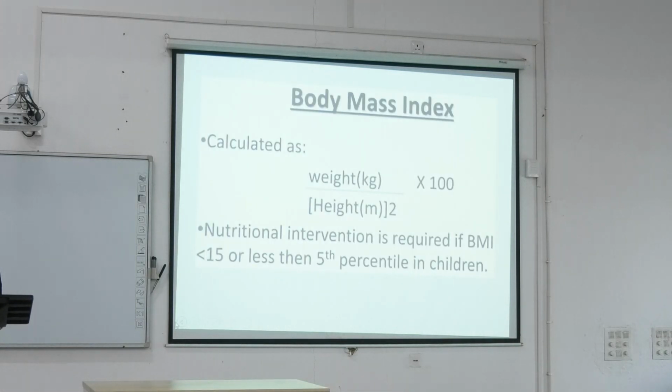Okay. So now it is body mass index. What is BMI? This is the formula for BMI. First is weight divided by height in meters squared. This is how we use it. Okay. So why do we use BMI?